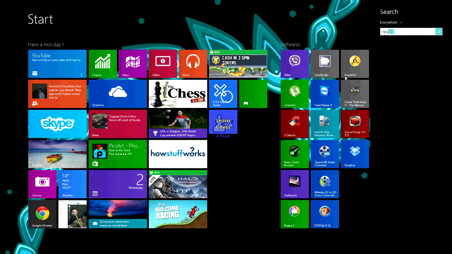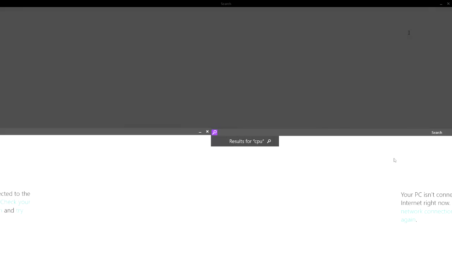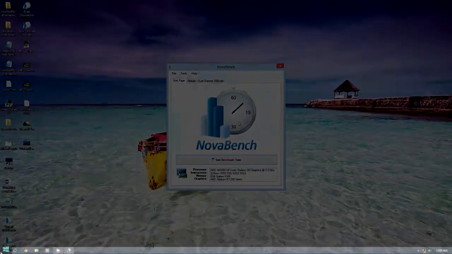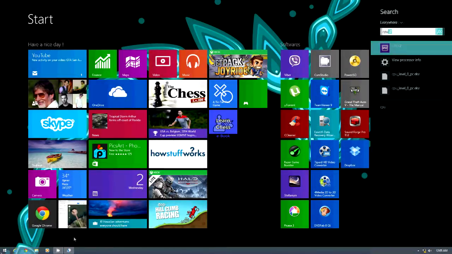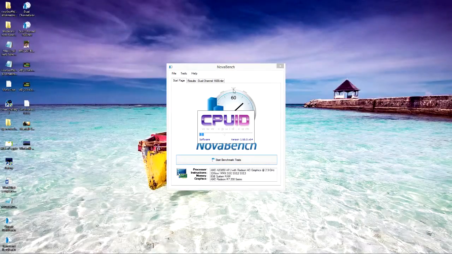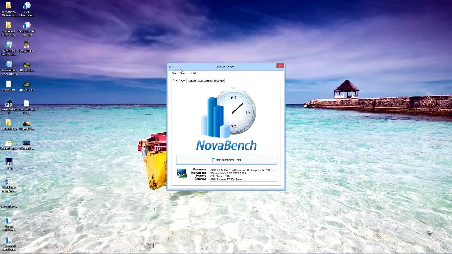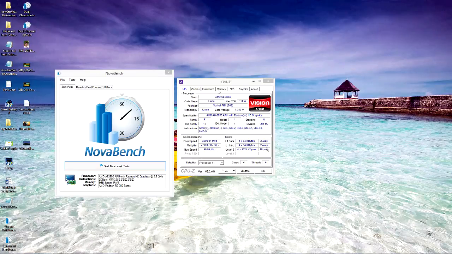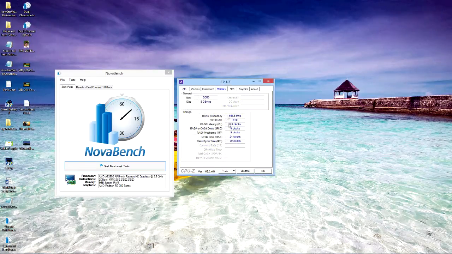Now I'm going to show you the clock rates of both of the RAMs right now. One second, guys. It is loading. So as you can see here, both of the RAMs are together running on 9-9-9-24 timings and at 666 megahertz, which is 1333 megahertz.